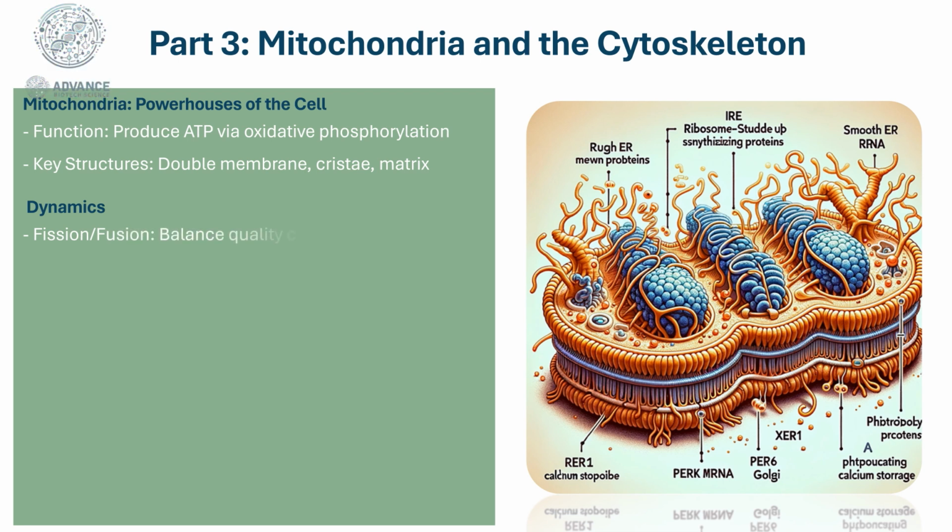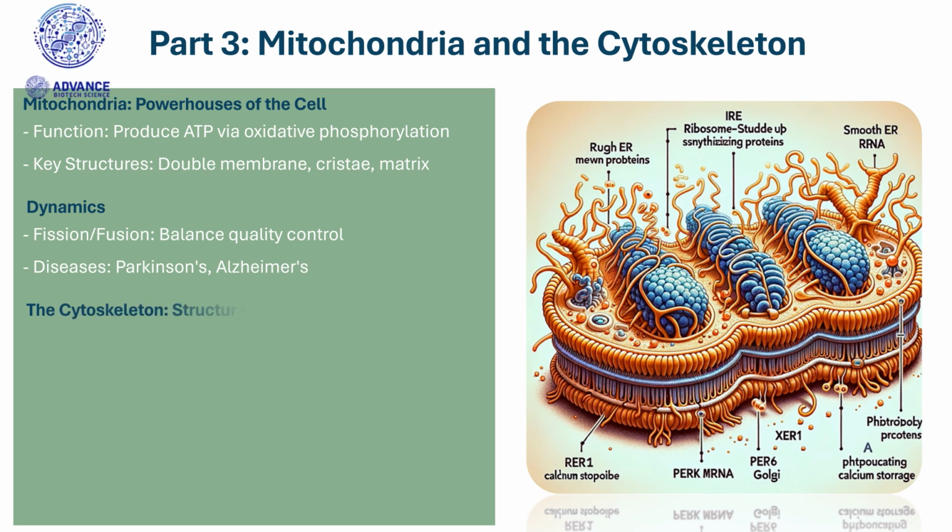Mitochondrial dysfunction: when the balance of fission and fusion is disrupted, mitochondrial dysfunction can lead to various diseases, including neurodegenerative disorders like Parkinson's and Alzheimer's disease. The cytoskeleton: structural framework and highways. Scene setup: the camera pulls back to reveal the cell's internal scaffolding and transport highways, the cytoskeleton.